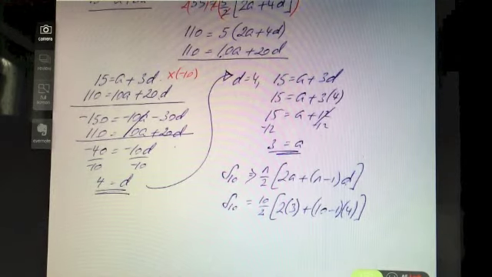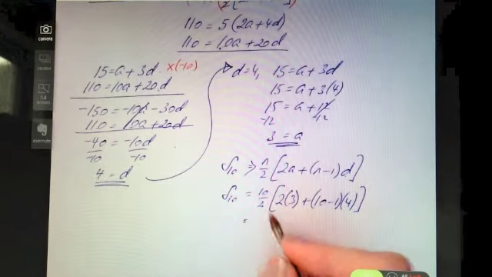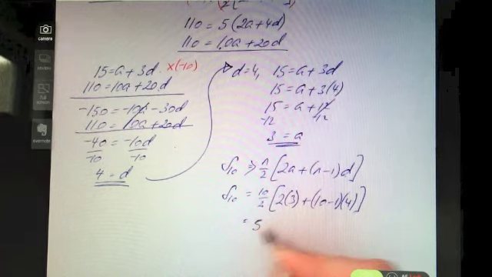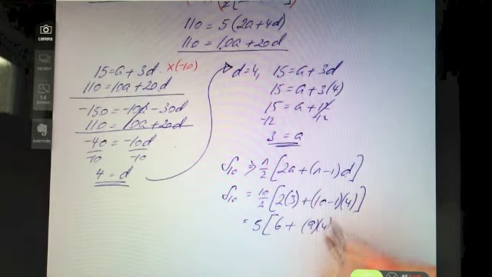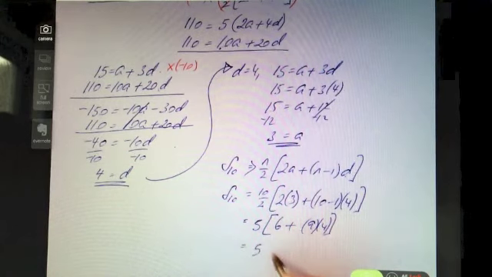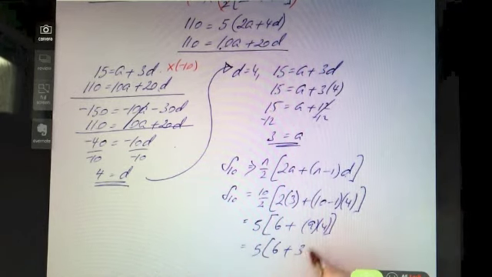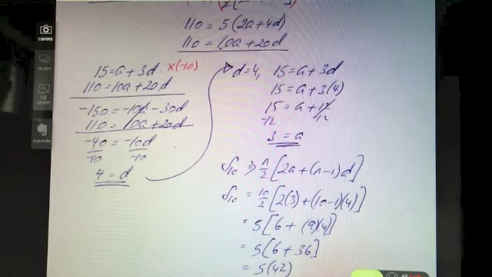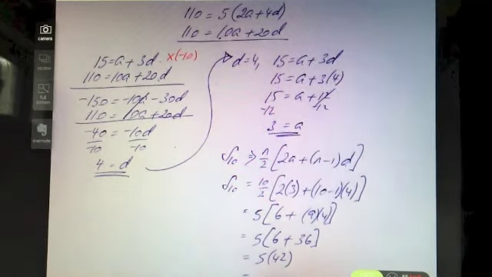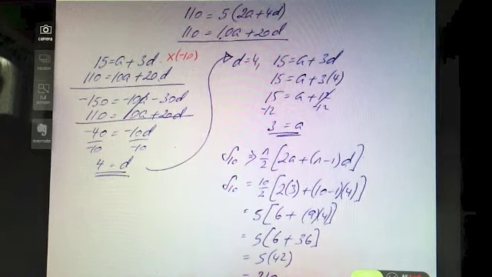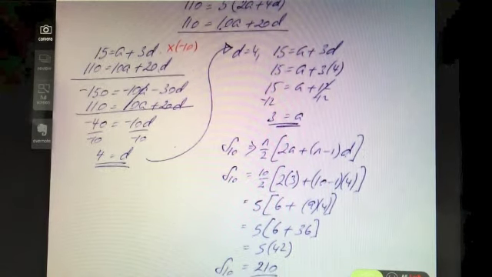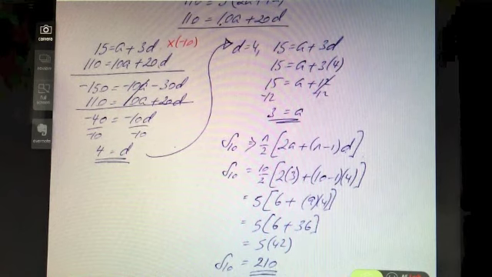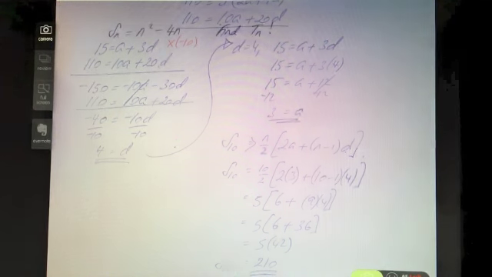Okay. So let's evaluate this further. 10 divided by 2 is 5. 2 times 3 is 6. Plus 9 times 4, which is 36. 6 plus 36, which is 5 times 42. And 5 times 42, 210. So the sum of the first 10 terms of this series is 210.